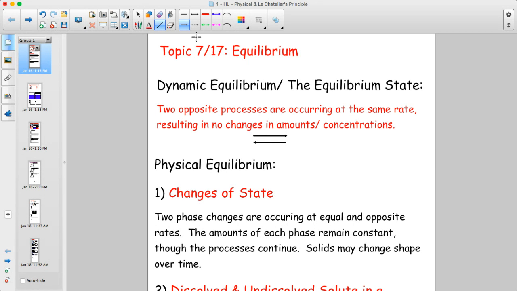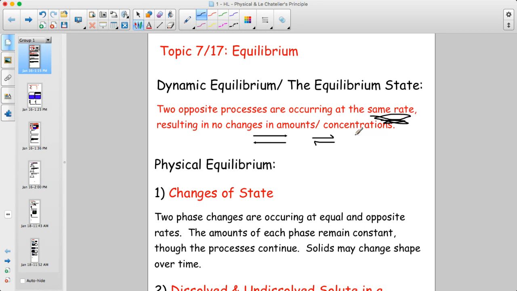For us, we're always going to represent equilibrium with a set of double arrows, usually drawn like this. But you could also draw it with two arrows like that. This is the way you'll see it. Equilibrium means that the forward and reverse processes are both taking place at the same rate, and that's what is equal about equilibrium. There are two equal and opposite rates.